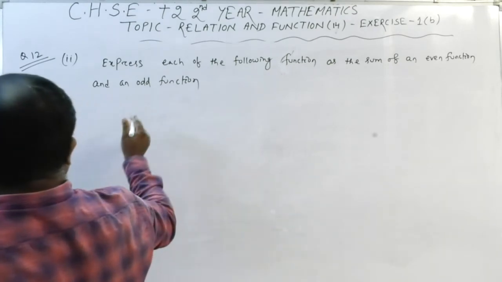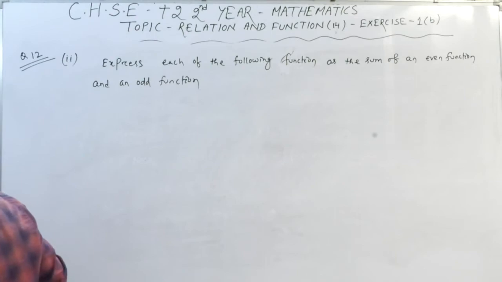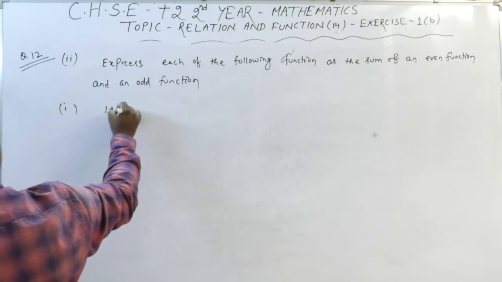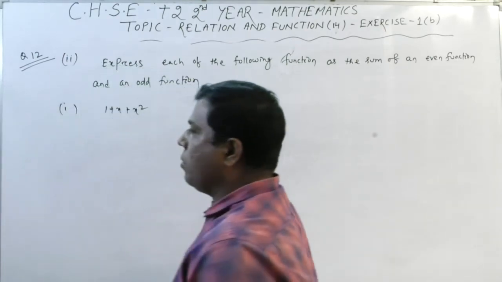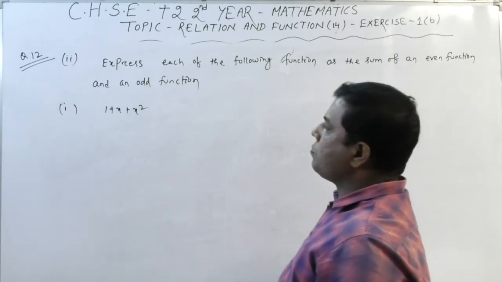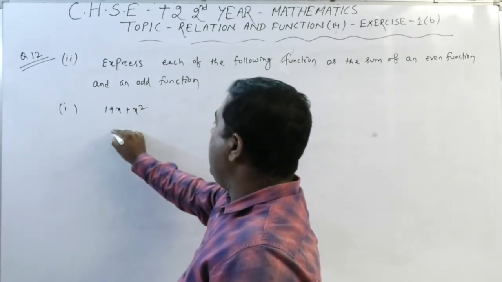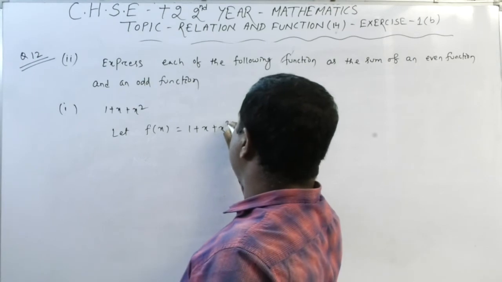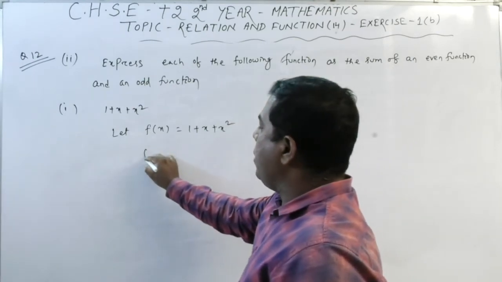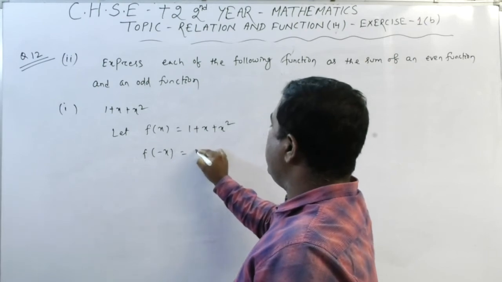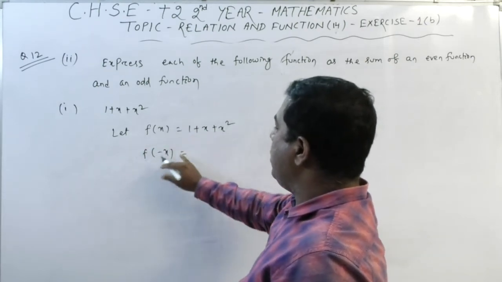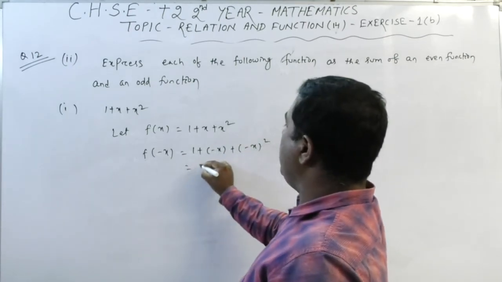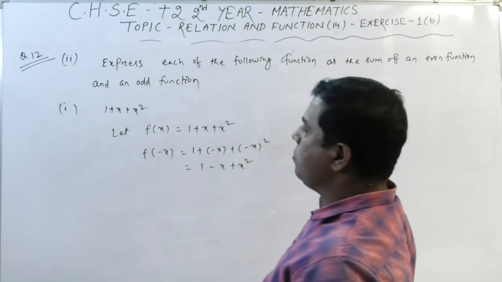Now a question is given. Suppose it is given as 1 plus x square. So how to represent it? For it, what we have to do is let f of x be 1 plus x square. Now what is f of minus x? We have to find it here. If f is like this, f of minus x should be written like this. And what do we get?